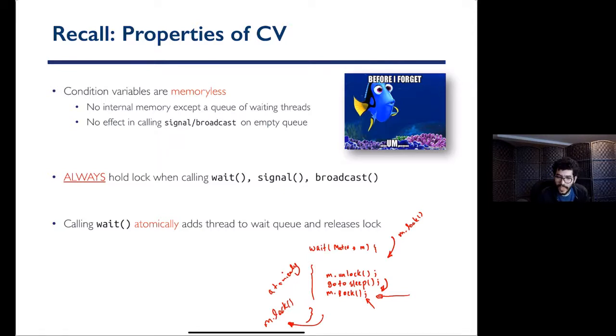I got a question. So wait wakes up one thread while broadcast wakes all threads. Yes. So signal wakes up a single thread if there are any. If there are none, then signal gets wasted. Nothing happens. If there are no waiting threads, signal gets wasted. And broadcast wakes up all threads if there are any. And if there are none, again, it gets wasted. And by waking up, all we mean is to make their state ready, not to run them. They will eventually run, but whenever the scheduler wants them to. Okay.